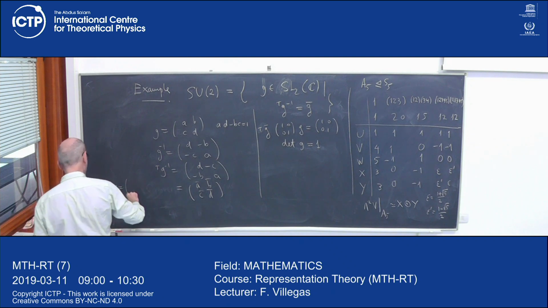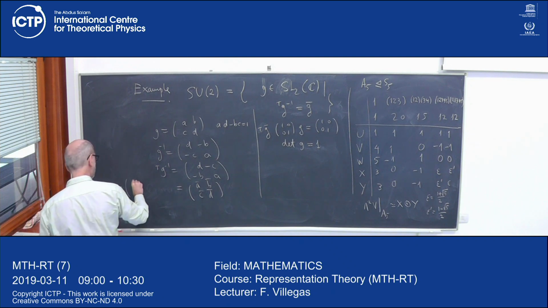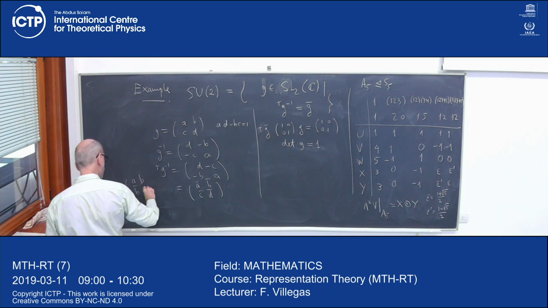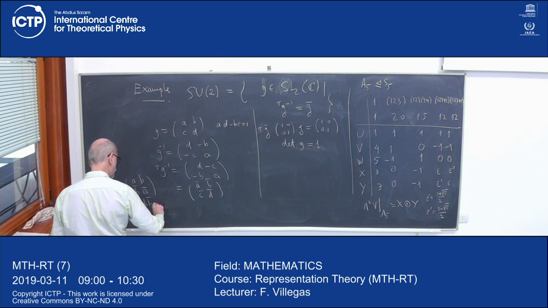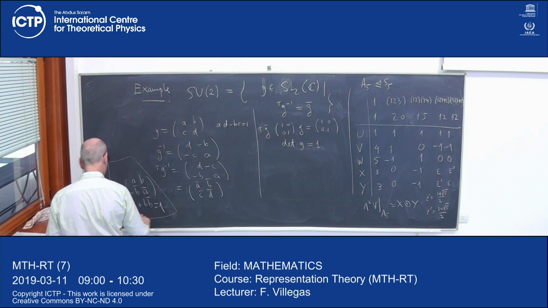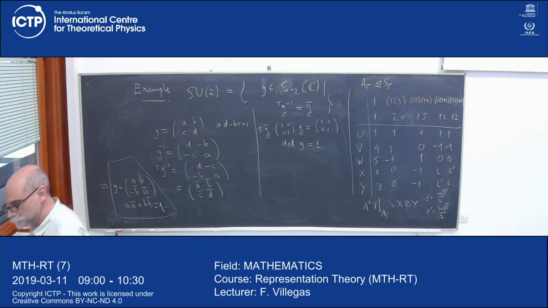is of the form A, B, minus B bar, A bar. And because of the determinant we are asking it to be 1, they have to satisfy these conditions. So these are the matrices that we are interested in.